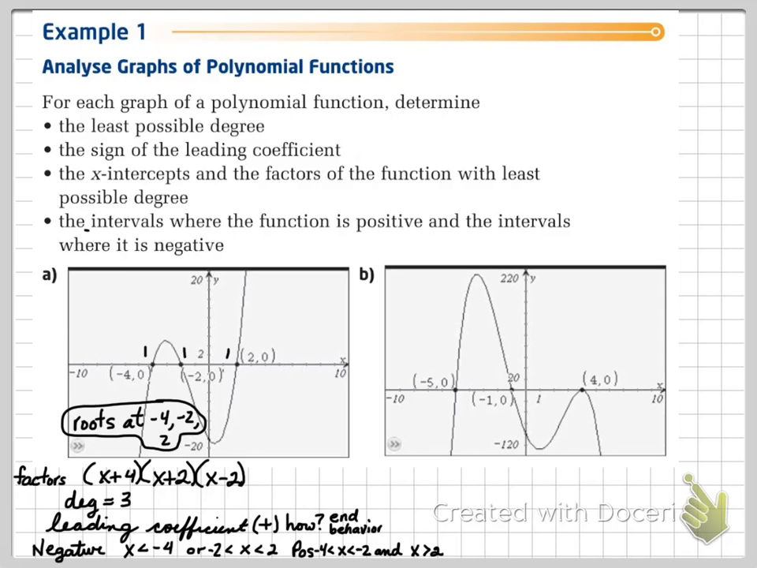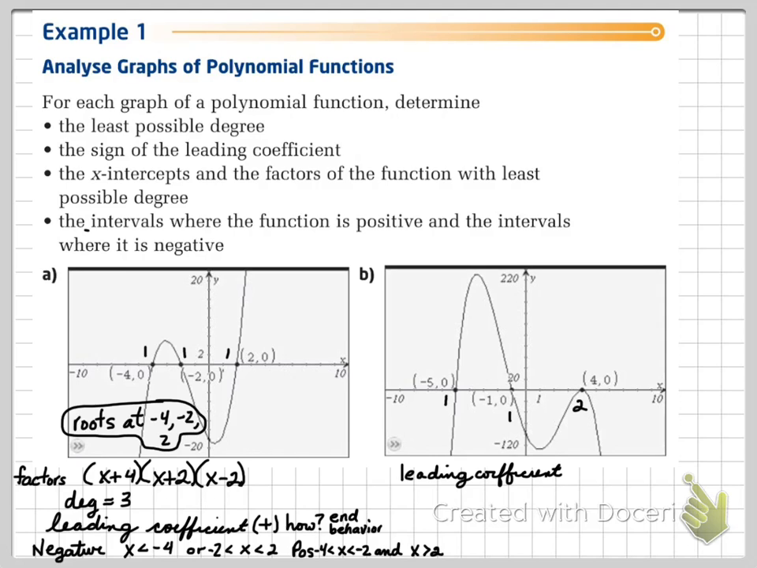In B, it's going to have a multiplicity of 1 at x = −5. It's going to have a multiplicity of 1 when x = −1. And here, where x is going to equal positive 4, it's going to have a multiplicity of 2, because the sign is going to stay the same, and it's just going to be tangent at that point.